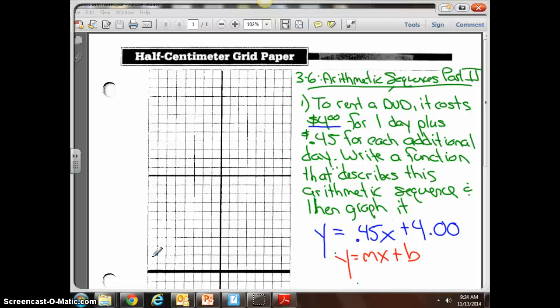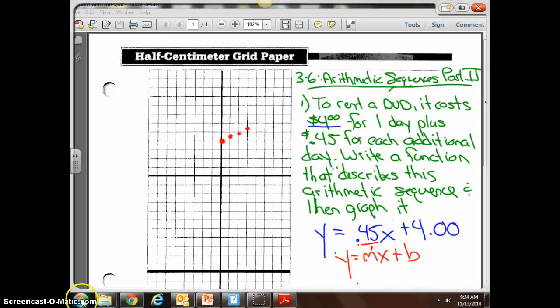So we're going to go ahead and graph this in the fact that $4, 1, 2, 3, 4, is going to be where our y-intercept is. And our slope looks like it's going to be 45, or almost 1/2 over 1. So we're going to do a rise of 45 and a run of 1 for each day that they rent it. Imagine that's 45 rise, run of 1. We're going to be almost to the next line. Rise of 45, run of 1. We're going to be a little bit below half there, and we can keep on keeping on.